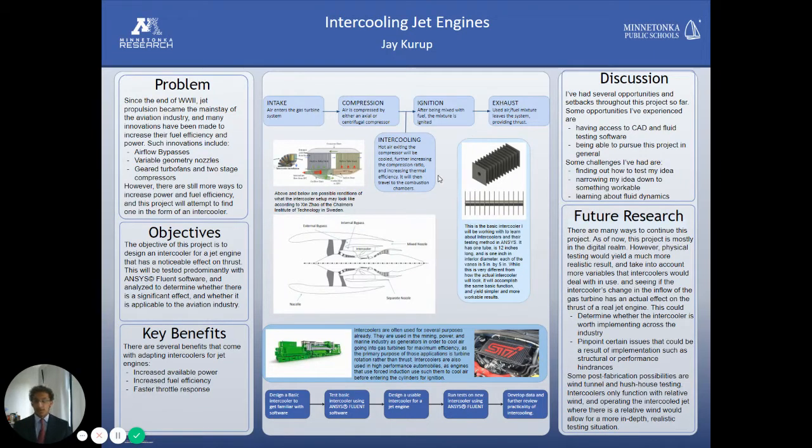That would be more like the rendition by Xin Zhao of the Commerce Institute of Technology. That is a much more practical implementation of an intercooler design for a jet. But this is a start, and it's more of a teaching tool for myself, so I can learn how intercoolers and heat exchangers work, and get more familiar with the ANSYS software.